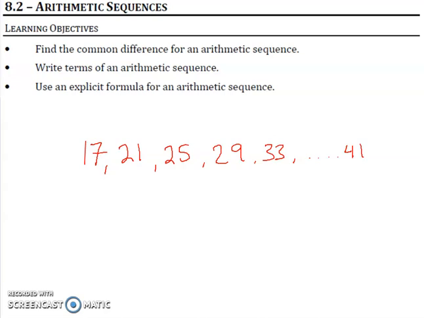We will also be writing the explicit formula for arithmetic sequences, meaning that I can determine exactly what the term in a given place in the sequence is using a formula. And then we're going to go ahead and recall just some notation for arithmetic sequences.